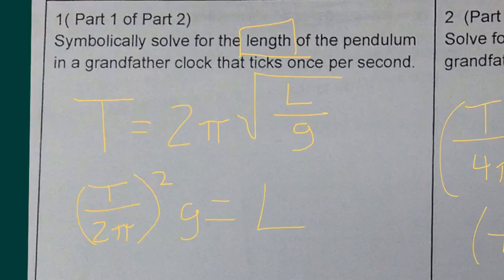Alright, here we start off with the equation T, the period, is equal to 2 pi times the square root of L divided by g. Then we rearrange to solve for L. To do that, the first thing we have to do is divide by 2 pi, and then we will square, and you get T squared over (2 pi) squared. Then you multiply both sides by g, and you'll get this equation.